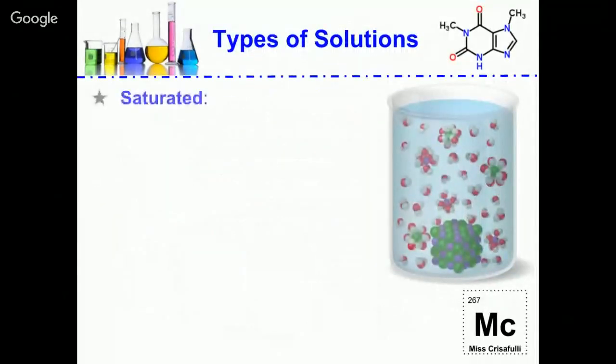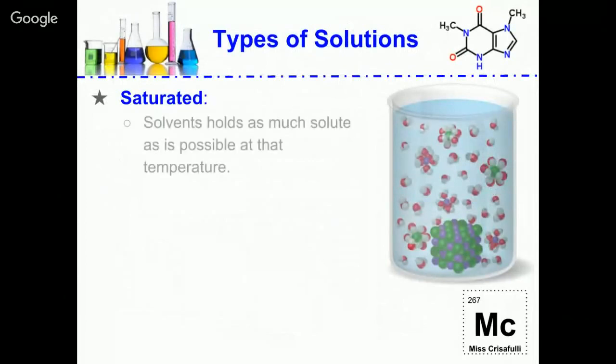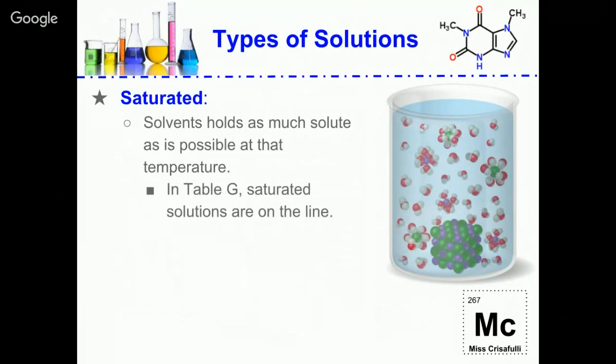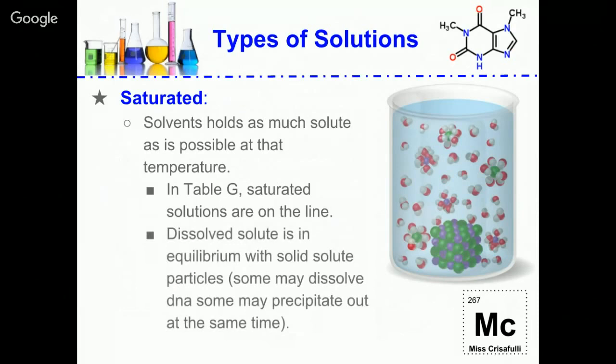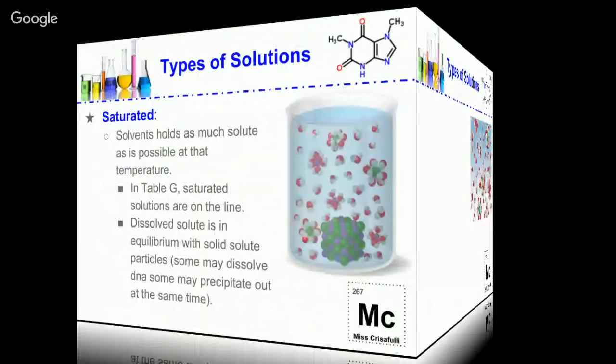So let's talk about types of solutions. We have a saturated solution, and that's when the solvent holds as much solute as possible at that temperature. In Table G in your reference packet, the saturated solutions fall on that line. Dissolved solute is in equilibrium with the solid solute particles, so some may dissolve and some may precipitate out at the same time.